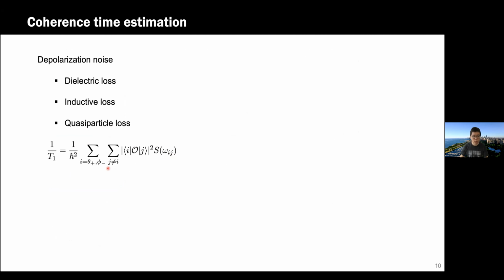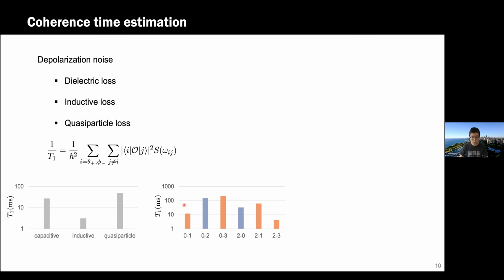And here we also include the T1 contribution that is coming from leakage outside of the computational subspace. So here's the T1 from different noise sources. And for the particular parameters that they were choosing here, it is limited by the inductive loss. And here's the T1 contribution from different energy levels. So we can see within the computational subspace, which is the 0 and 2 state, we can see the T1 above like 10 milliseconds. So this directly reflects the power of the disjoint support, but we see the overall T1 would still be limited by those leakage outside of the computational subspace.